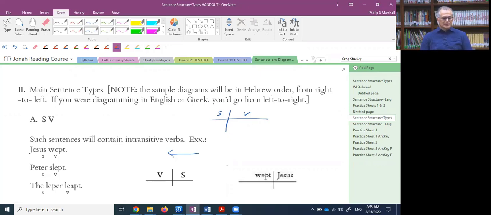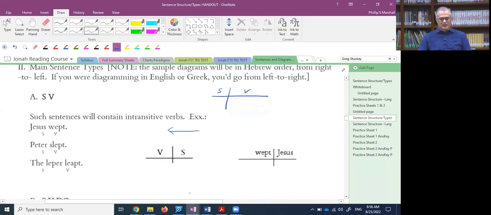SV stands for subject verb. And what that means, now using the terms that we talked about last class earlier in the handout, we're talking about an intransitive verb, aren't we? The verb is intransitive here. So examples could be Jesus wept, where wept is a verb that doesn't take a direct object. Peter slept, and the leper leapt.